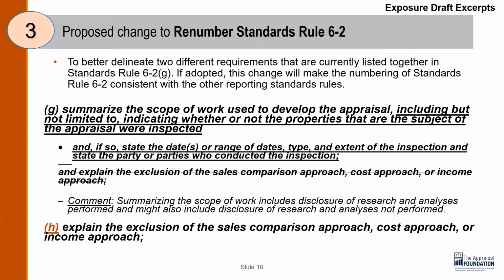So in the other reporting standards, the proposed requirement is to state the date or dates of inspection. However, let's recall that a mass appraisal is an appraisal of a universe of properties, a large number. Thus, the proposed wording in 6-2G includes the phrase or range of dates. When we think of mass appraisal, we often think of ad valorem appraisal or appraisal for property taxation purposes.